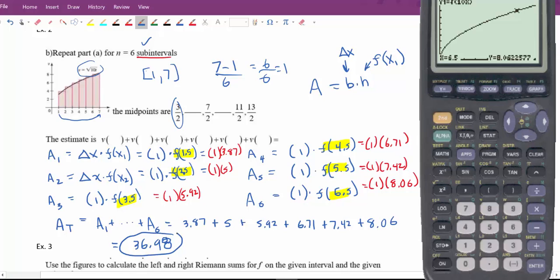Now let me ask you a question. Do you think this area is a little bit bigger than the actual area, or maybe a little less, or is it hard to tell? A little hard to tell, isn't it? Okay, I showed you this last time.